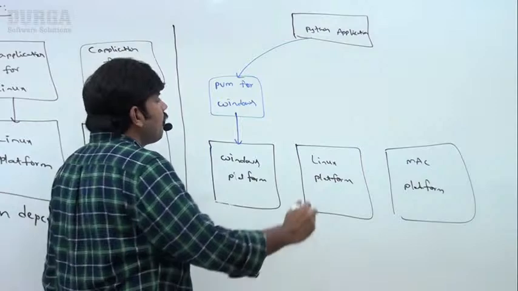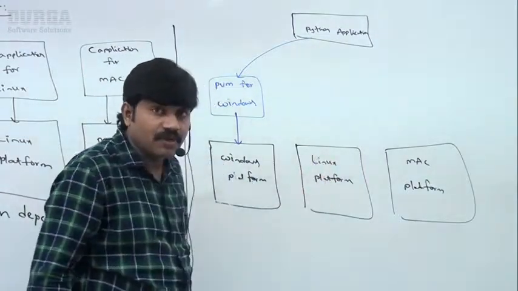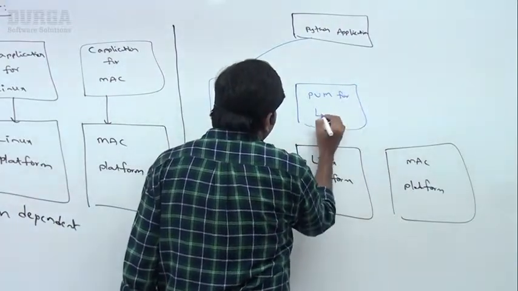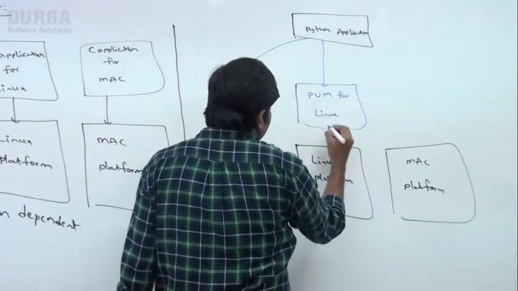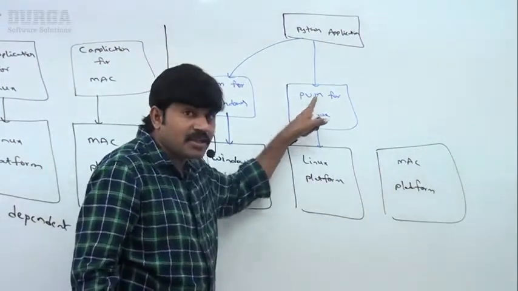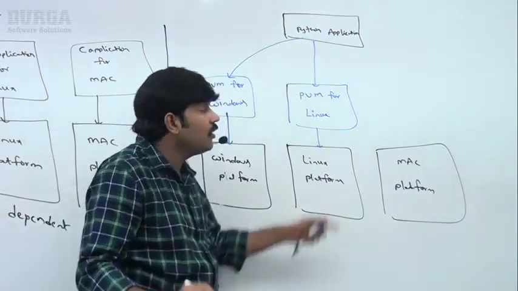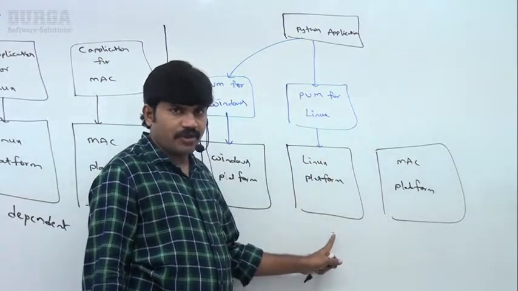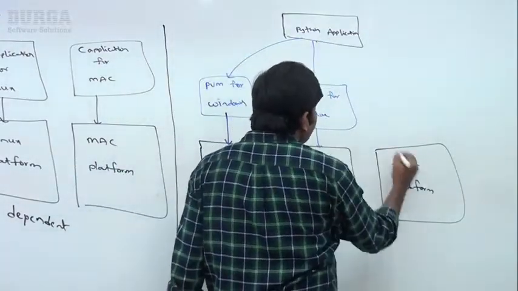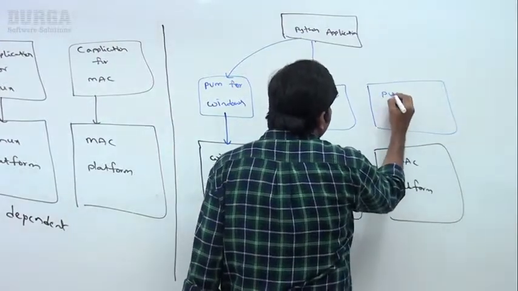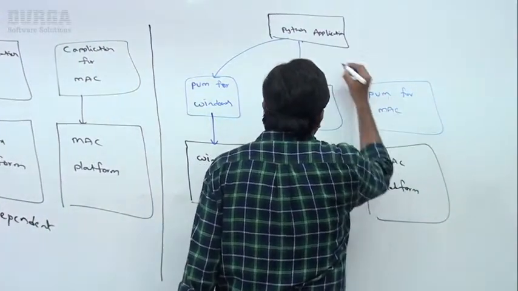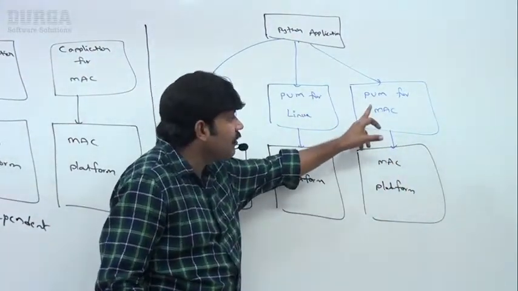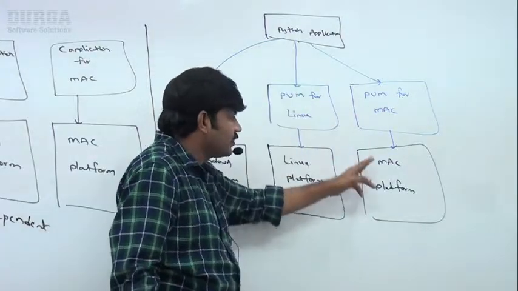Same way, if I want to provide the Python application for the Linux platform, we compulsorily need to install PVM for Linux. This Python virtual machine for Linux is responsible to convert this Python application into Linux specific form and execute, right? Same way, if you want to run on Mac, PVM for Mac must be required. Observe carefully. That PVM is responsible to convert the Python application into the Mac style.